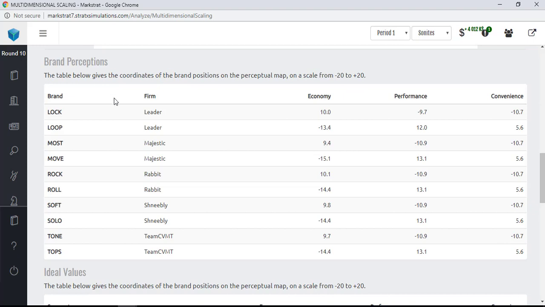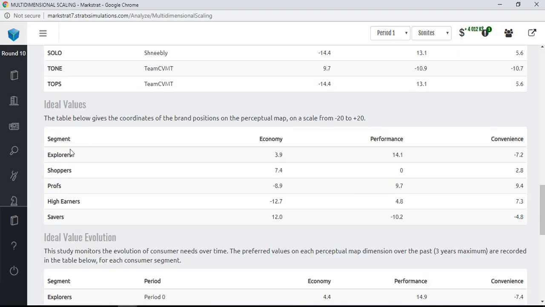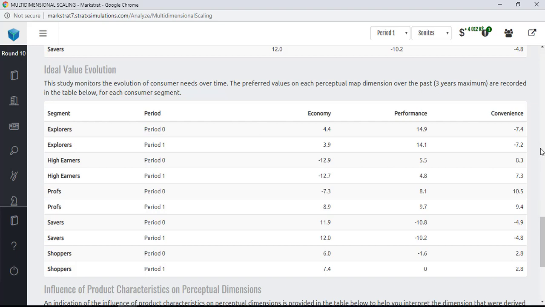Here are the brand perceptions based on numbers. The scale they use is from -20 to 20. The ideal value table gives you each segment's consumer ideal value along the 3 dimensions: economy, performance, and convenience. Meanwhile, you also need to understand how the ideal value changes over time. If you modify your product using the period 1 data, your product may be obsolete when you get to period 8 or 9. So keep monitoring the evolution of the consumers' ideal value. Make sure your product is up to date with your target consumer's ideal value.